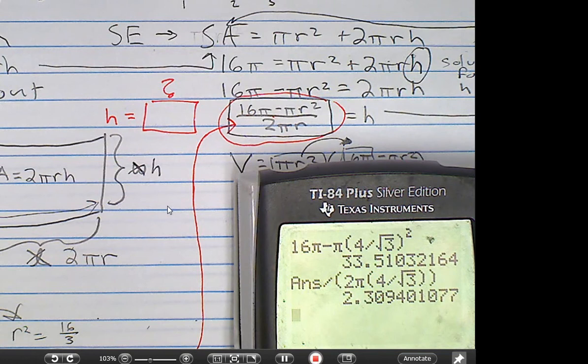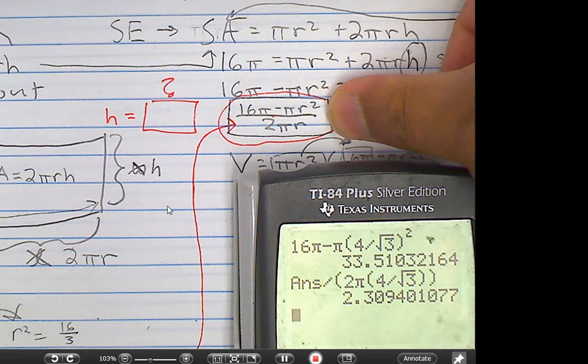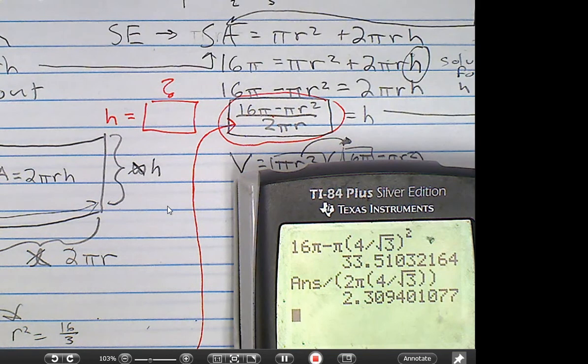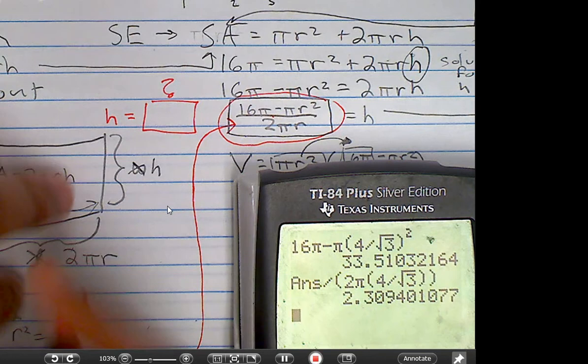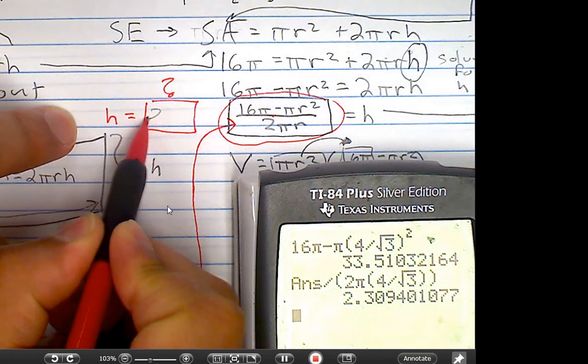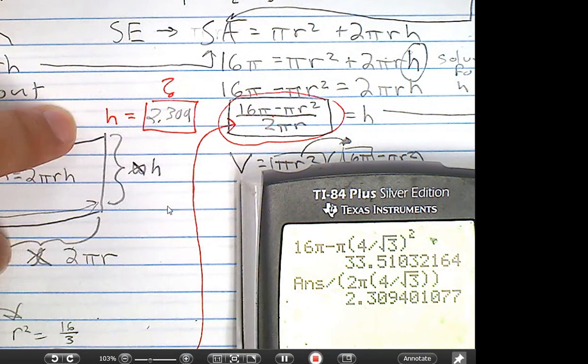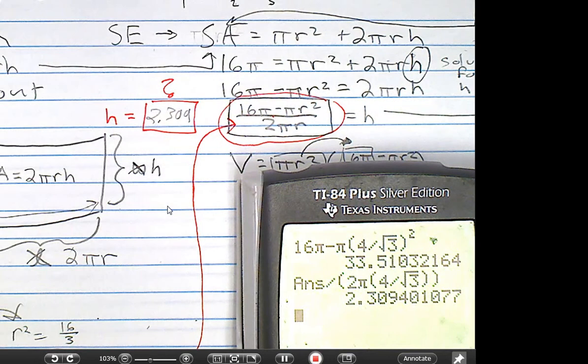Everybody get the same thing? Okay. This is why you need a graphing calculator. You do not want to do this on a normal calculator. And when you do your optimization test, you will have to do that. Or we could just plug it in and manipulate all the fractions and come up with a fractional answer. That's what I would do. Alright. H is 2.309. And we're done.